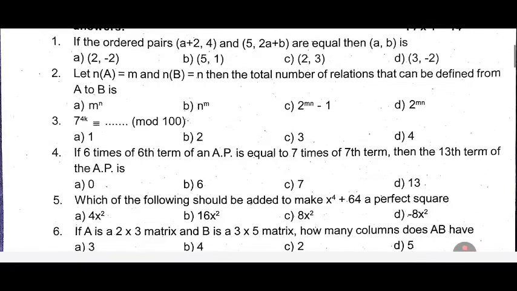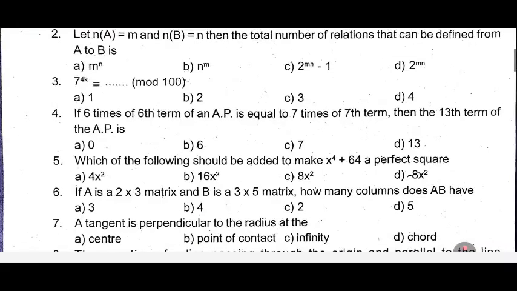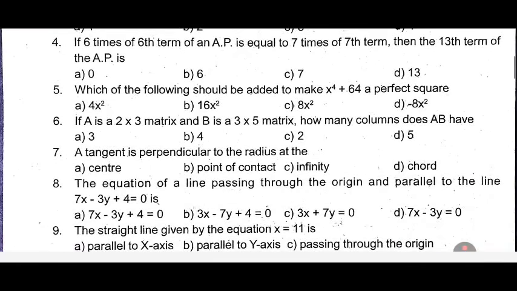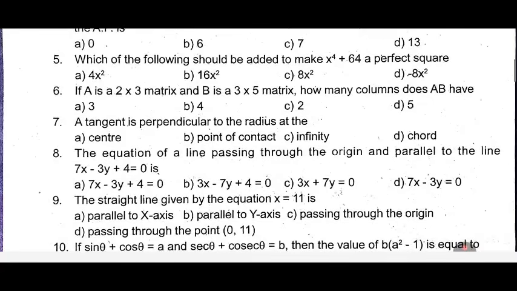Second one. Let n of A is equal to m and n of B is equal to n. Then the total number of relations that can be defined from A to B is dash. Third one. 7 to the power of ak mod 10 அது கேட்டிருக்காங்க. Fourth one, if 6 times of the 6th term of an AP is equal to 7 times of the 7th term, then the 18th term of the AP is dash.